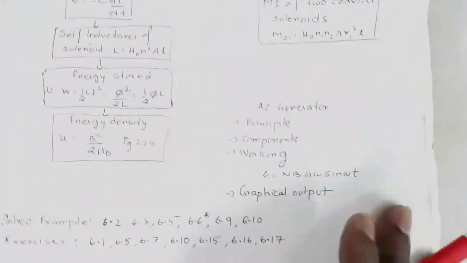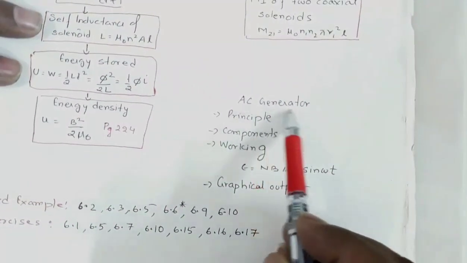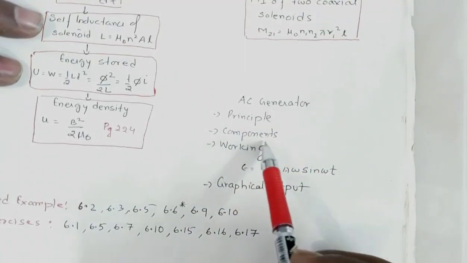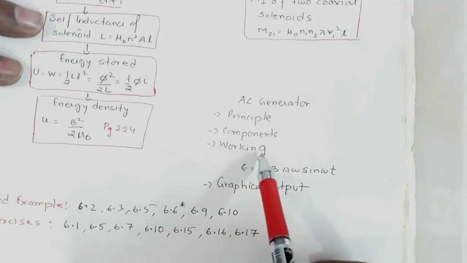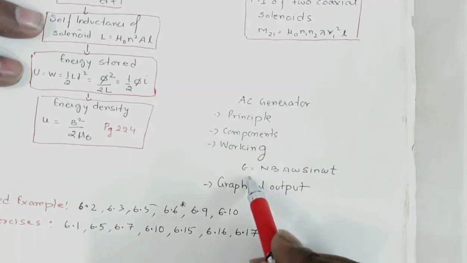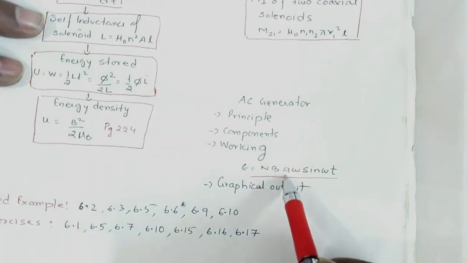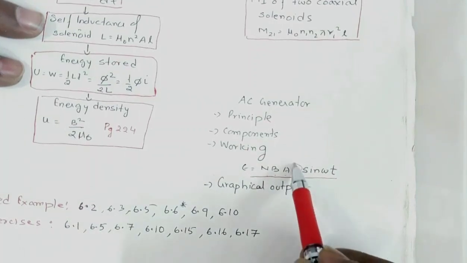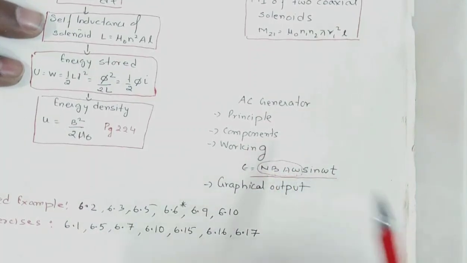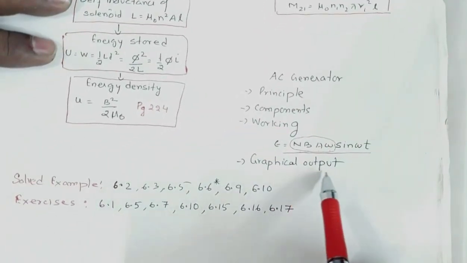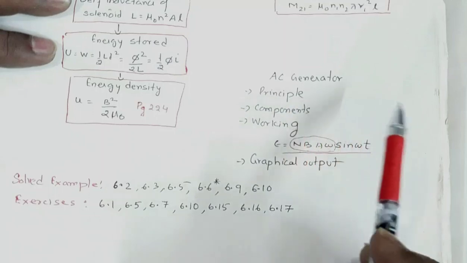Then comes the last topic, the AC generator. You must go through the principle of the AC generator, the various components of the AC generator, and its working. You must be able to deduce the relation E is equal to NBA omega sin omega t. Remember this term NBA omega is the peak EMF. Then you must be able to explain the graphical output for the AC generator.